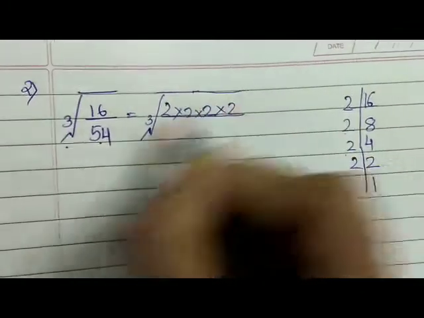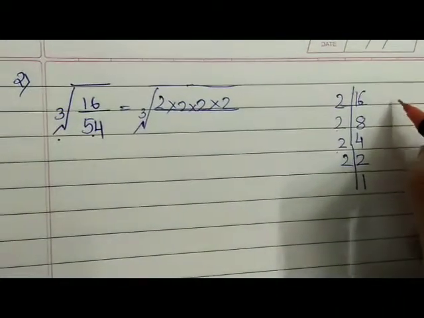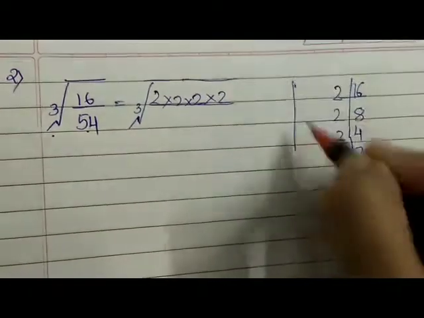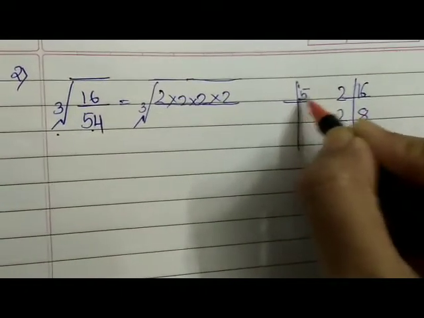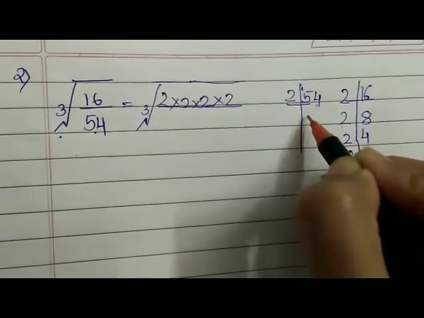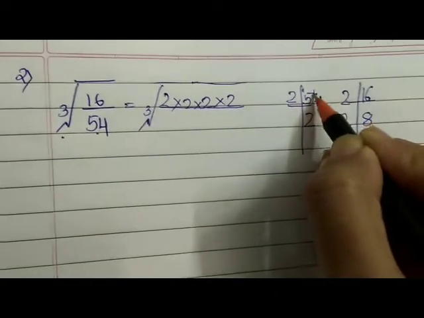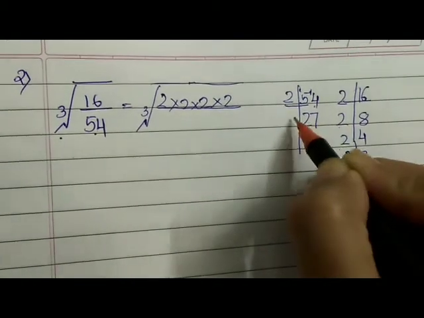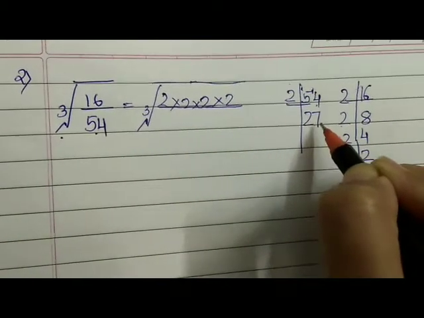Then we will find the factors of 54. So let us find the factors of 54. It is divisible by 2, so we'll start with the smallest prime factor. 2 27s are 54, then 2 7s will give you 14. Now this number is not divisible by 2.